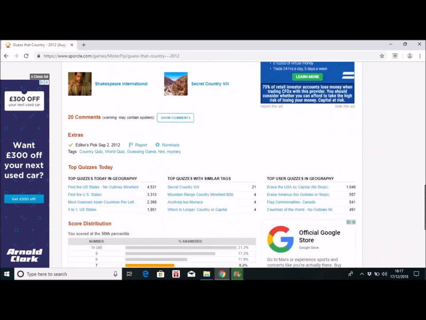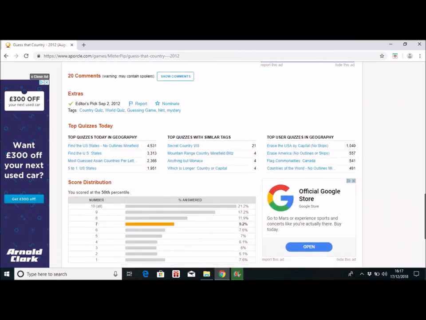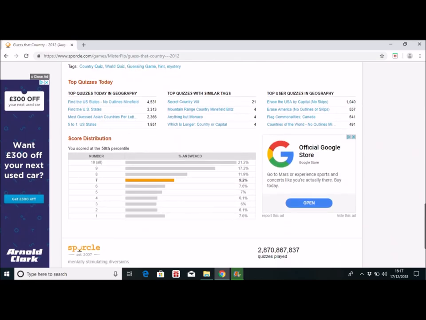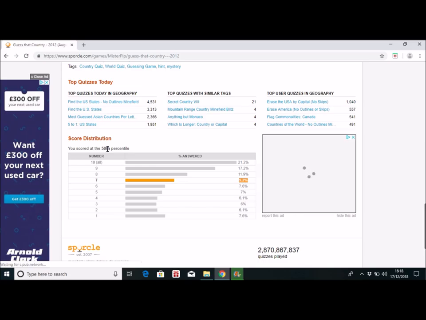Anyway, can I see the score distribution? Oh, so I answered seven. So 9.2% of people answered seven with me. Okay. So I'm at the 50th percentile, so I think that means my results are above 50%. So I'm average. At least I'm not below average.